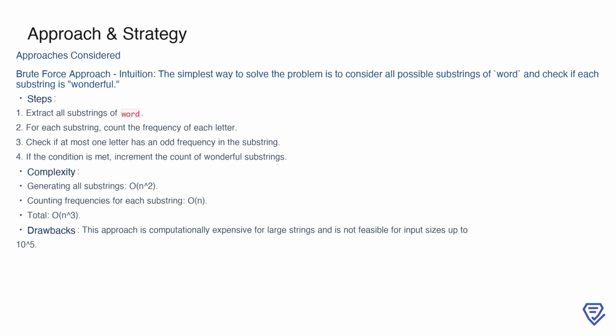While this approach is simple and easy to understand, it comes with significant computational drawbacks. Generating all substrings has a time complexity of O(n^2), and for each substring, counting the frequencies adds another O(n) per substring. This results in a total complexity of O(n^3), which becomes impractical for larger strings, especially when the input size can go up to 10^5. Therefore, this approach is not feasible for this problem due to its inefficiency.